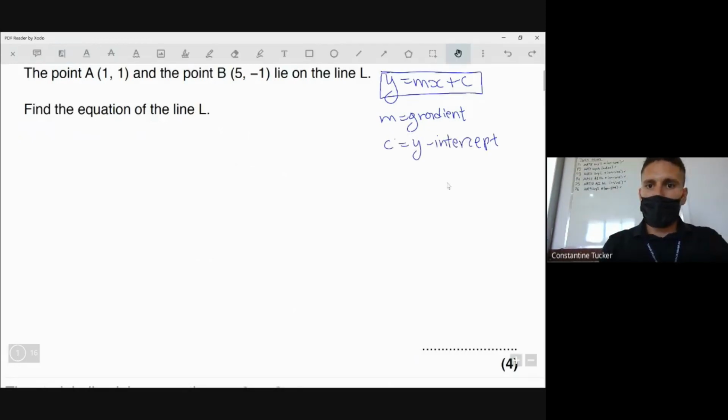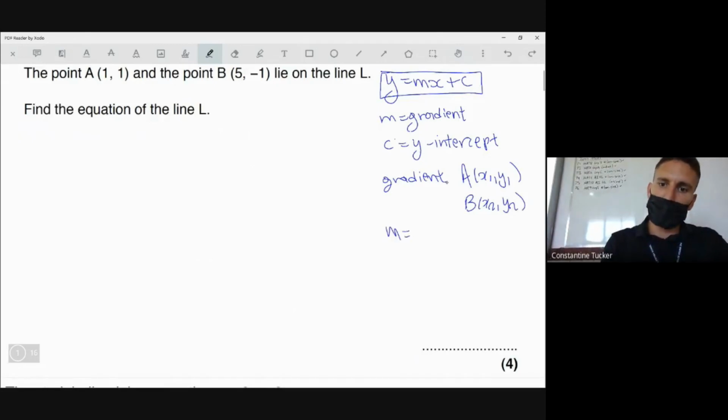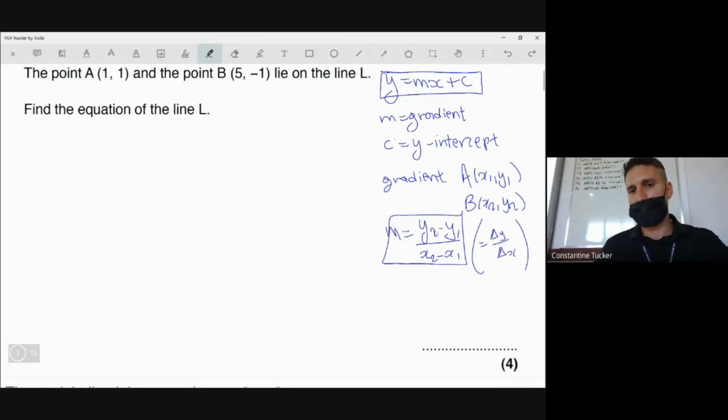And then the other thing is, we need to remember that the gradient of a line given 2 points, when you have 2 points which are (x1, y1) and the second point is (x2, y2), then the gradient is given by (y2 - y1) divided by (x2 - x1). So often this is called the difference. You might see it this way, dy over dx, or difference in y over difference in x.